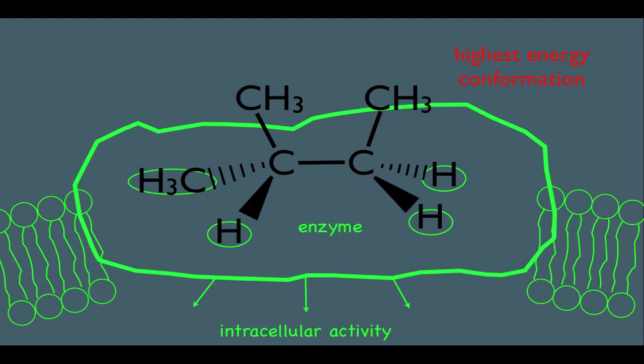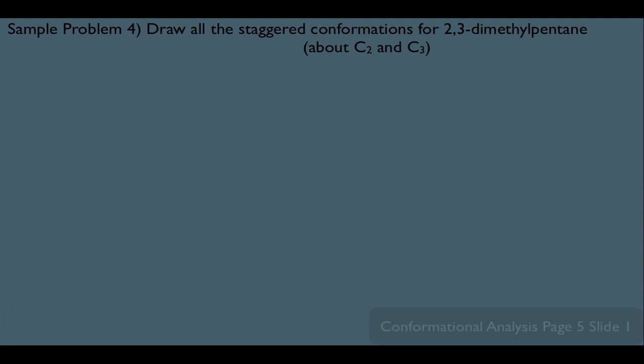Let's look at another sample problem. This one says, draw all the staggered conformations of 2,3-dimethylpentane about C2 and C3. So this time we're not looking for the highest or lowest energy structure. We just want to represent all three possible staggereds. And I want to prove to you that there is a total of 3 staggereds and technically 3 eclipsed Newman projections for every straight chain alkane.